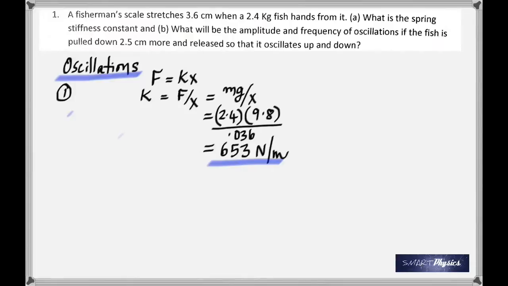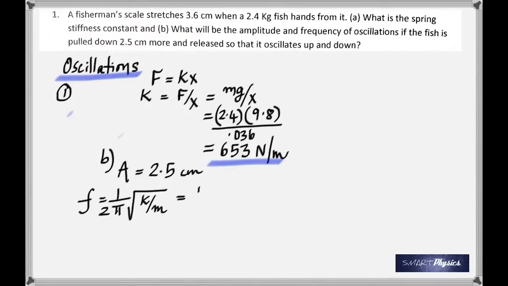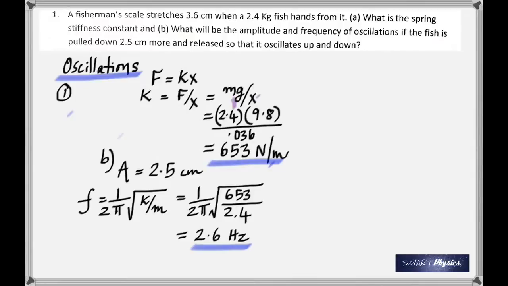In the B part, what will be the amplitude if the fish is pulled down 2.5 centimeters more? So the amplitude is 2.5 centimeters. And we have to find the frequency. Frequency is 1 by time period. Frequency is given by the formula 1 by 2 pi square root K by M. K is 653. The mass is 2.4. And on calculation it gives 2.6 Hertz. The unit of frequency is Hertz. Remember again that frequency is 1 by time period. It's the reciprocal of time period.